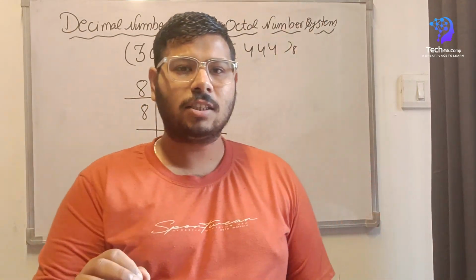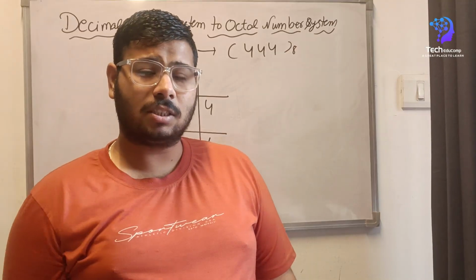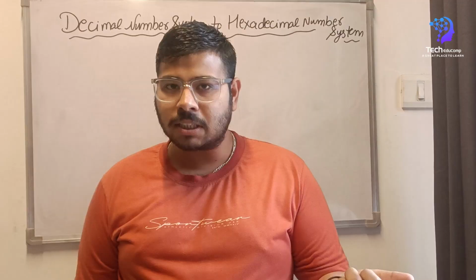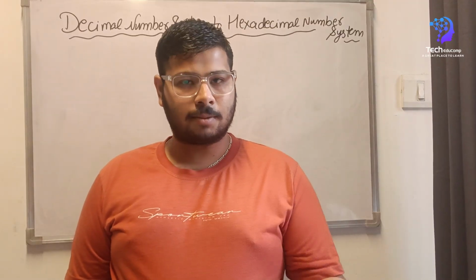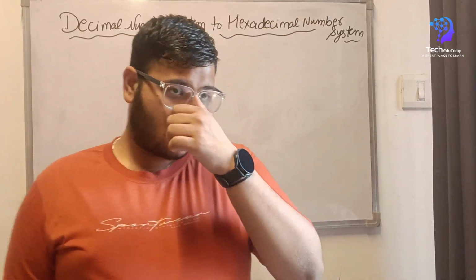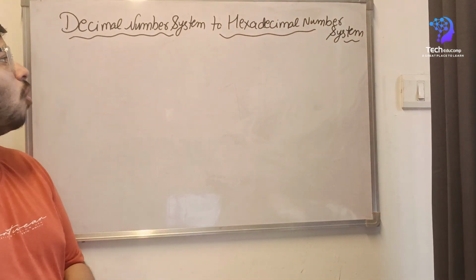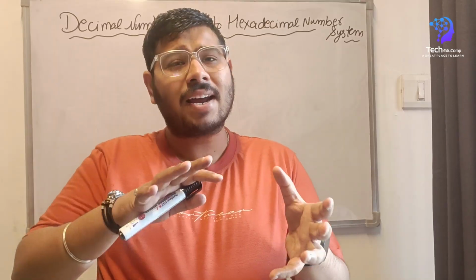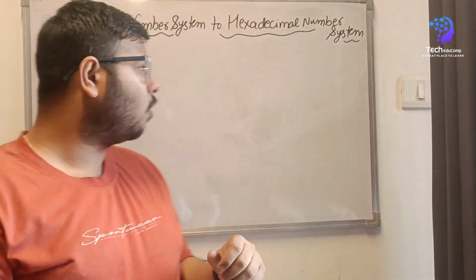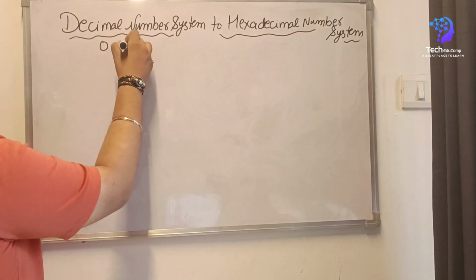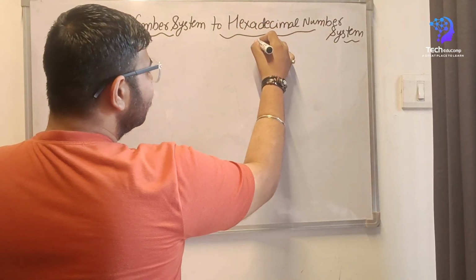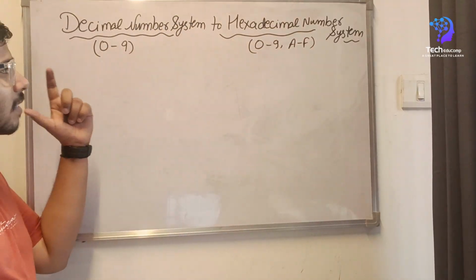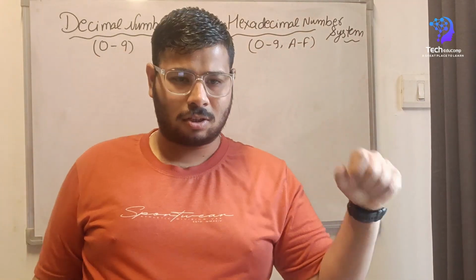Now let's move on to the last one, which is how to convert decimal number system into hexadecimal. We have seen how we can convert decimal into binary, and decimal into octal. So now for the last part, how we can convert it into hexadecimal. These number systems are almost the same, because decimal represents from 0 to 9, and hexadecimal represents from 0 to 9 as well as A to F. So they are somewhat same but also different.